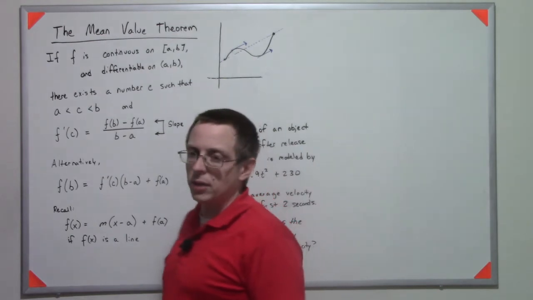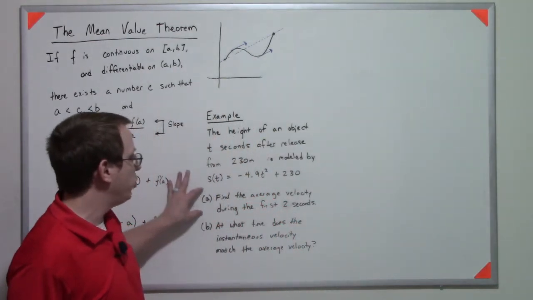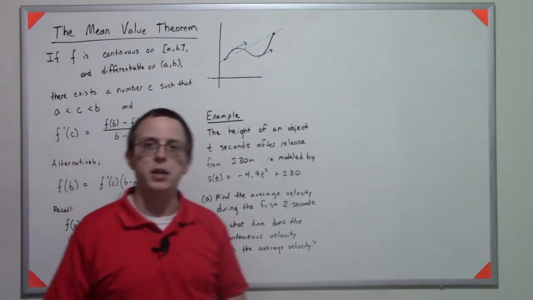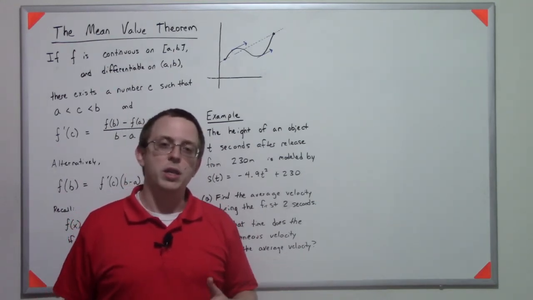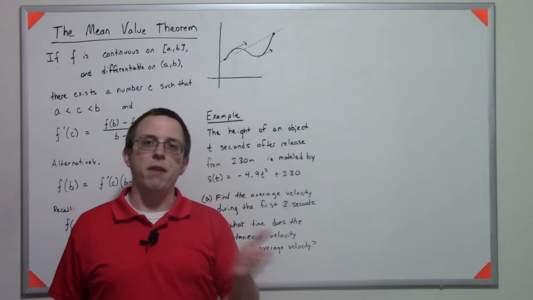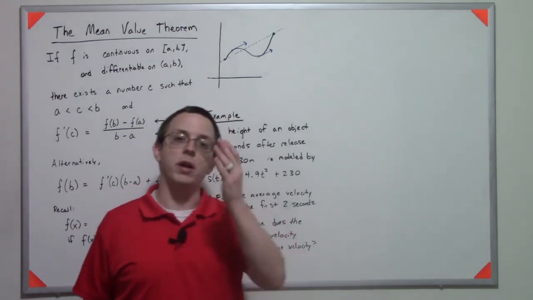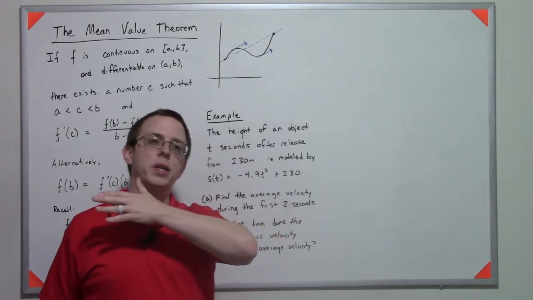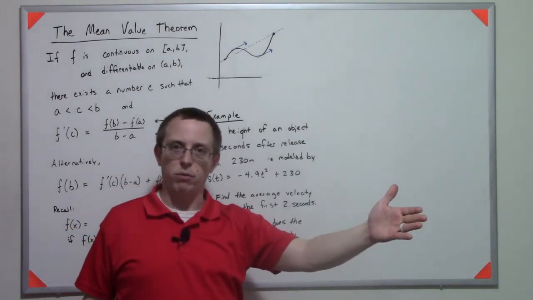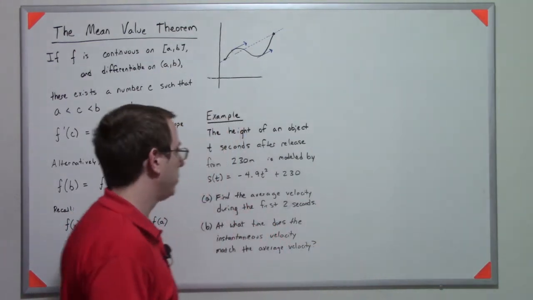So what I would like to do first is figure out what the average velocity is during the first 2 seconds. But if you're going to figure out the average velocity, all you're trying to do is figure out just the average rate of change. You're trying to say, all right, where did I end? Where did I start? What is my average velocity?